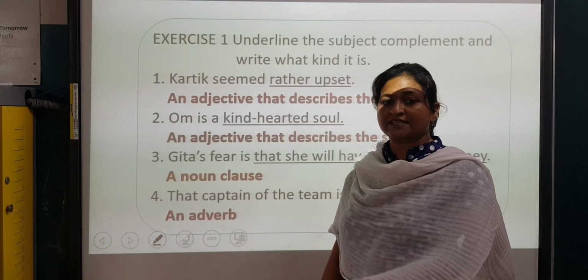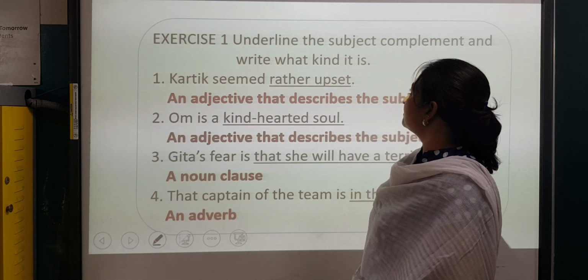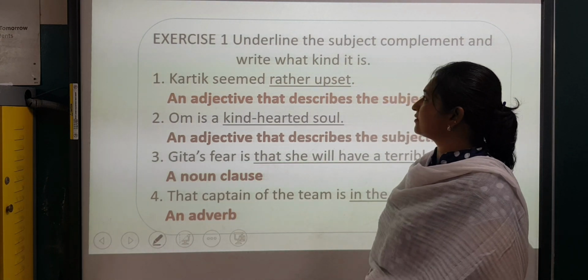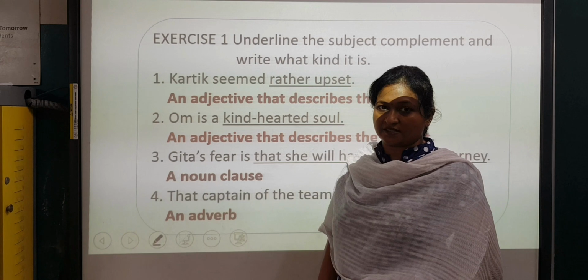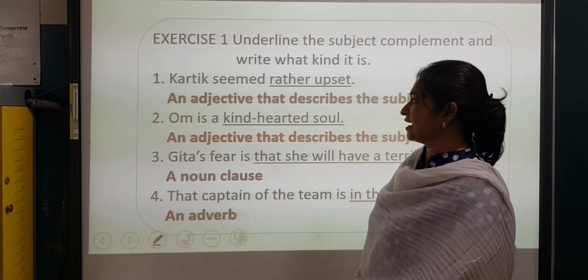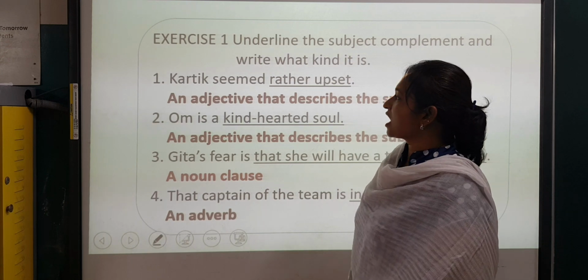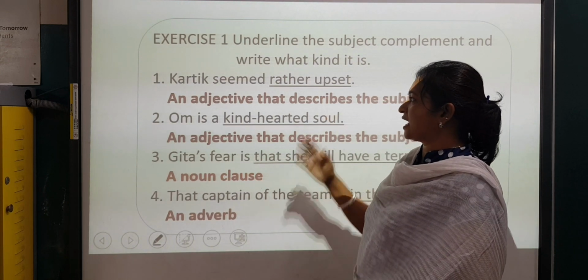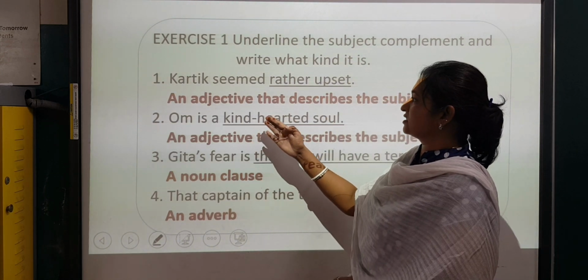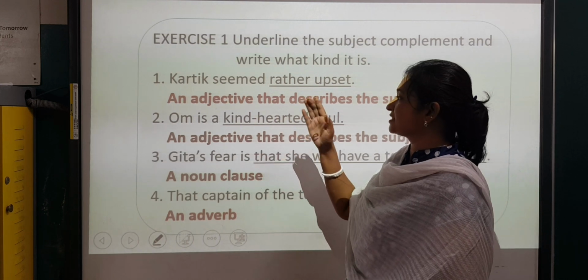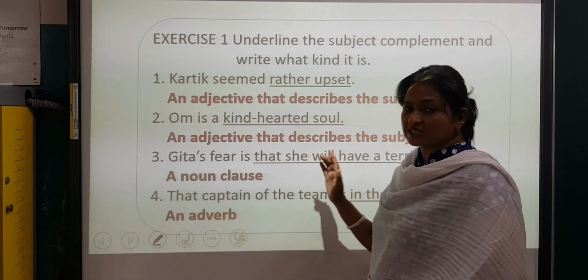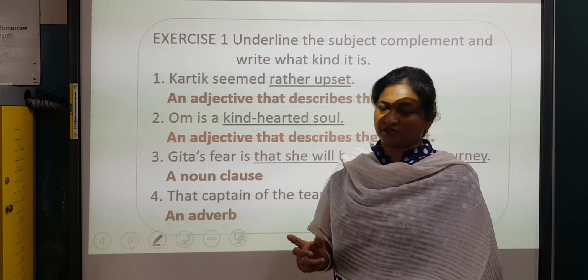Now let's do exercise 1. Underline the subject complement and write what kind it is. This is the first exercise, and you can do it in the textbook itself. Karthik seemed rather upset, so you will underline "rather upset" and write what it is doing. It's an adjective that describes the subject. This is how you are supposed to write.